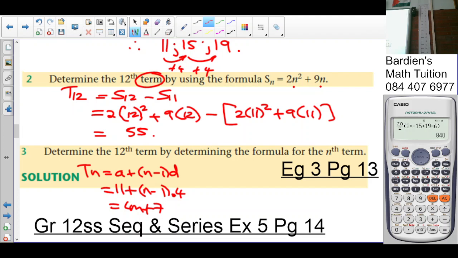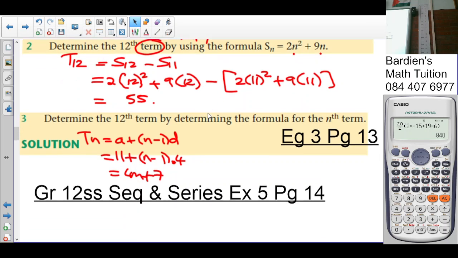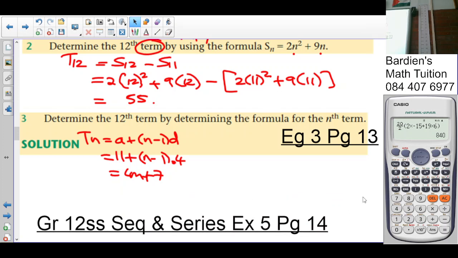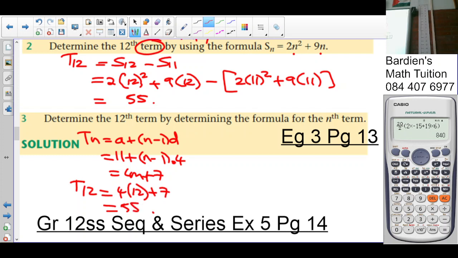So the general term is 4n plus 7. You guys understand? Now say for argument's sake we did not work out the first 3 terms, and the question was: determine the 12th term by determining the formula for the nth term. So T12 is equal to 4 times 12, which is 48, plus 7 is 55. So there we've calculated the 12th term by determining the formula.